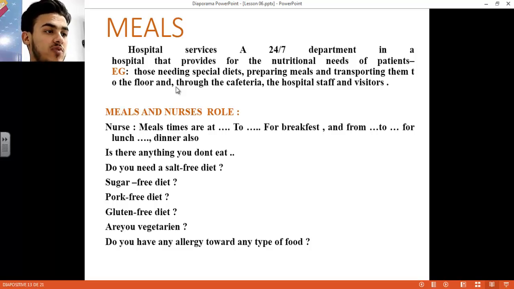So here the nurse is specifying the type of food for each patient, and is deciding whether the patient eats something or not.